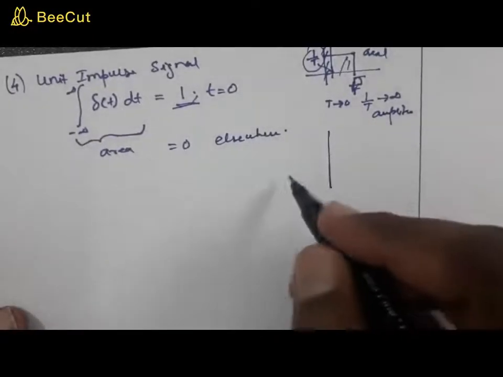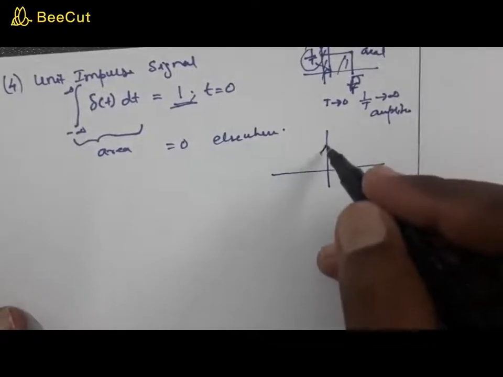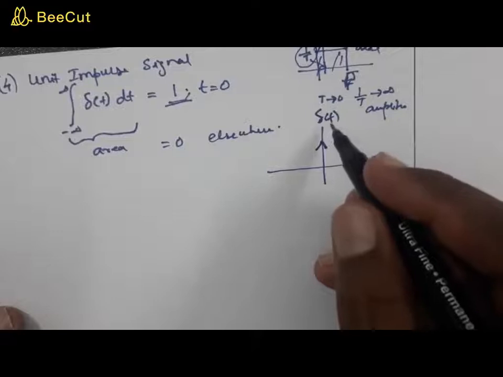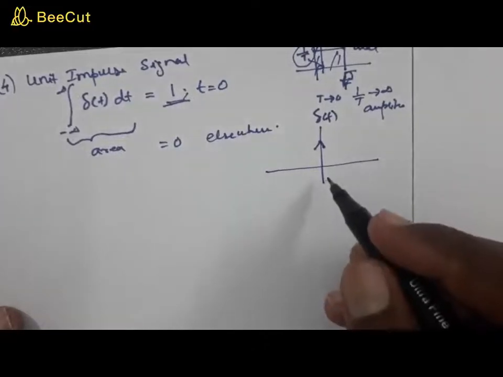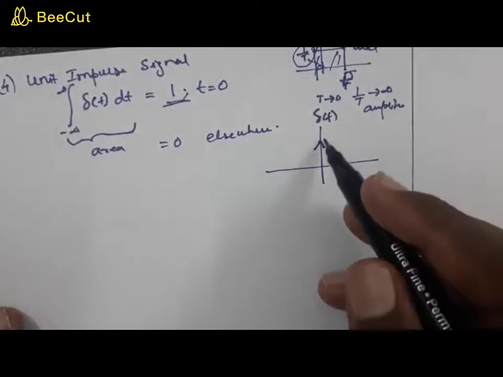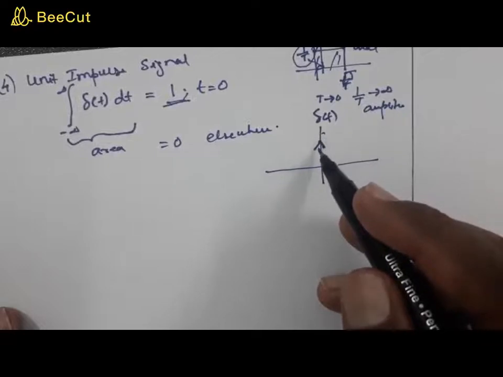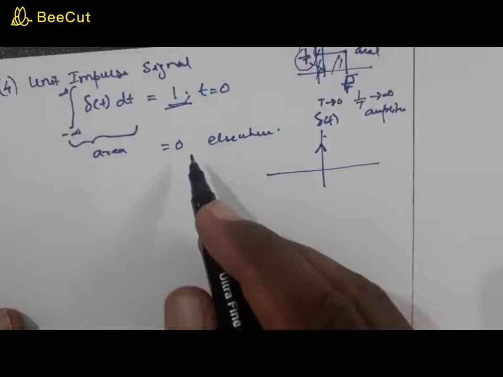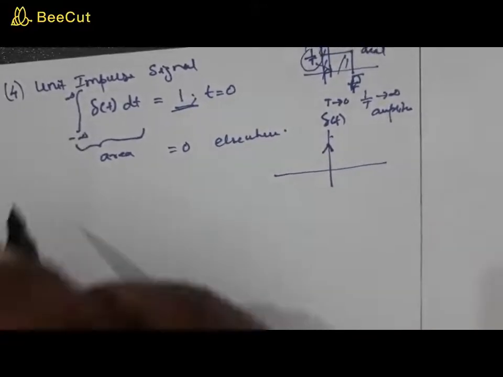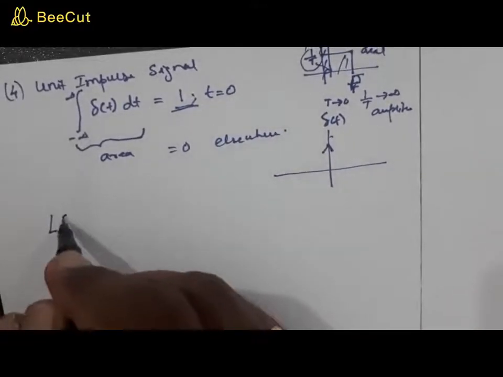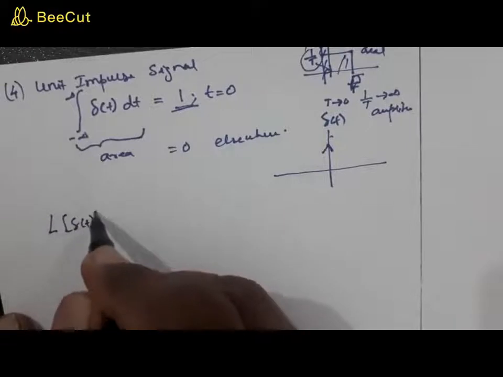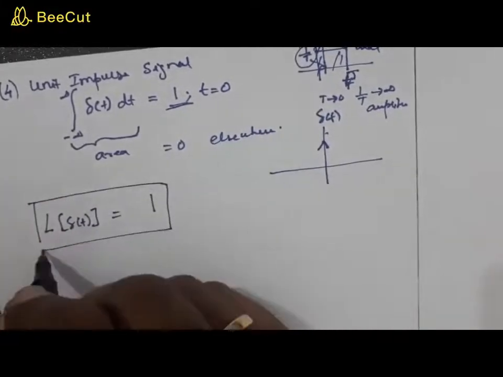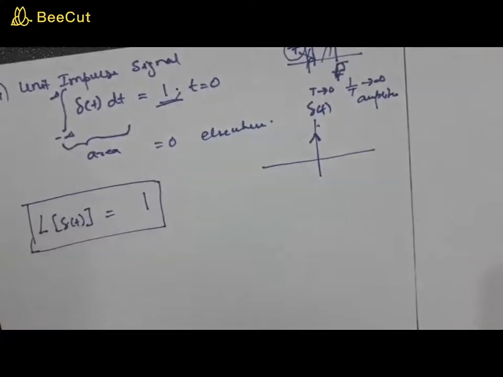Now usually in the time domain, we represent del of t by an arrow. This is an ideal del of t. That means the arrow shows that the magnitude goes to infinity, but the area of that pulse is equal to 1. Now, what is the Laplace transform of this? Laplace transform of del of t is nothing but equal to 1. So this is also an important aspect. So that's it.